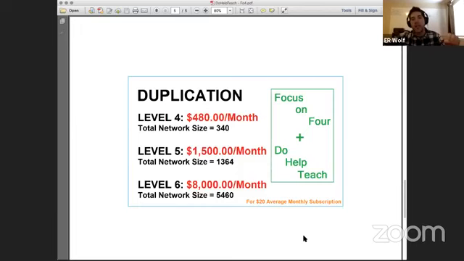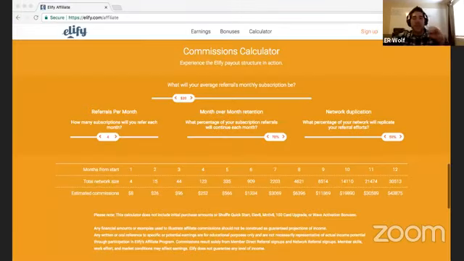So let's take a look at the commission calculator. If you followed us on any of these other webinars, you'll know that this is available at elify.com/affiliate. And you can see on here, it's taking into account those multiple components. So the first component we're looking at is what will that average referral's monthly subscription be? And we've got it marked at $20, just like we talked about in that Do Help and Teach guide that we just looked at. Okay, we're looking at what is our average referrals per month.